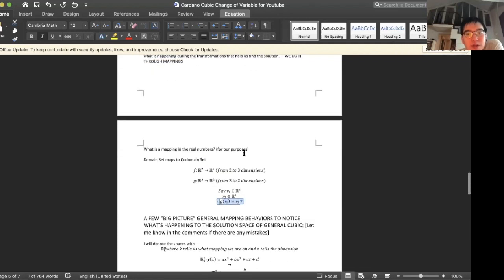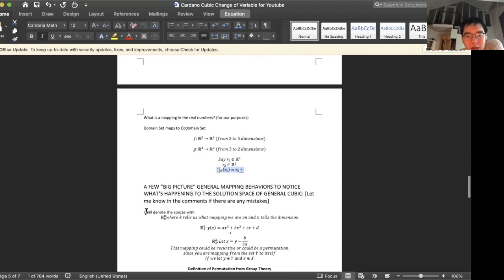So here are a few big picture general mapping behaviors to notice what's happening in the solution space of the cubic. Let me know in the comments if there are any mistakes, just in case. So here's how I denote my spaces. You might either cringe at it or be, whatever. So the subscript indicates what number of mapping we're dealing with, starting with number 1. And the superscript indicates the dimension. So our subscript 1, superscript 2 indicates a 2-dimensional real space. The first 2-dimensional real space mapping, which is essentially the cubic function we are dealing with.